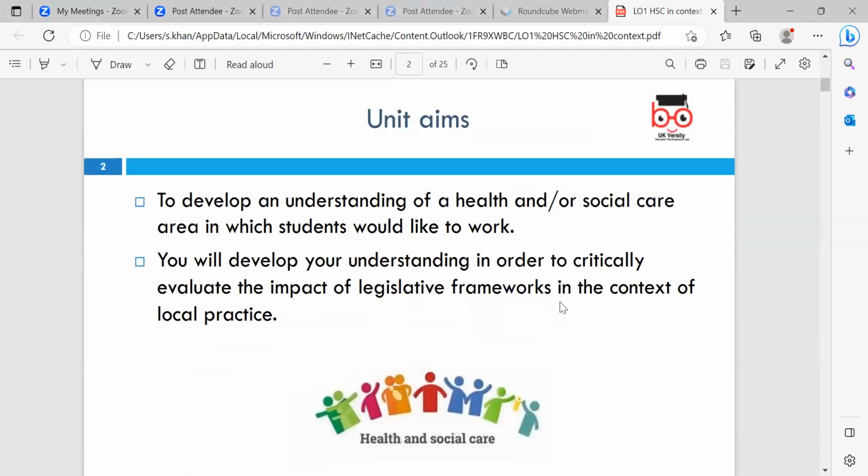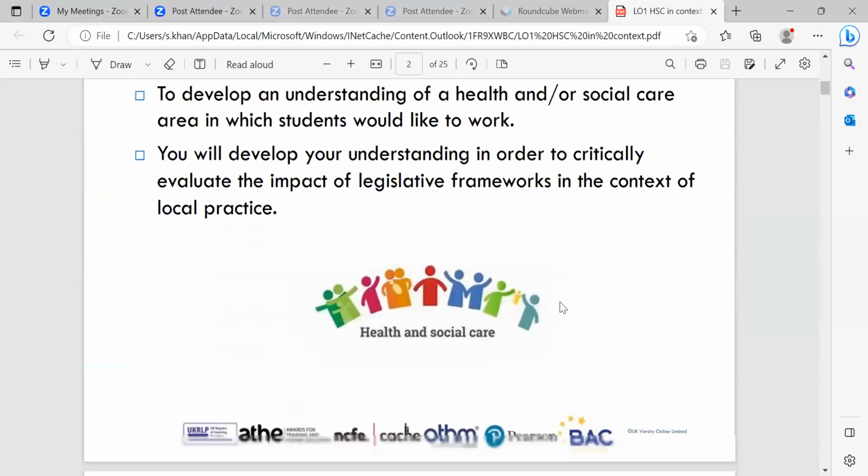So the unit aim is to develop an understanding of a health and social care area in which students would like to work. You will develop your understanding in order to critically evaluate the impact of legislative frameworks in the context of local practice.